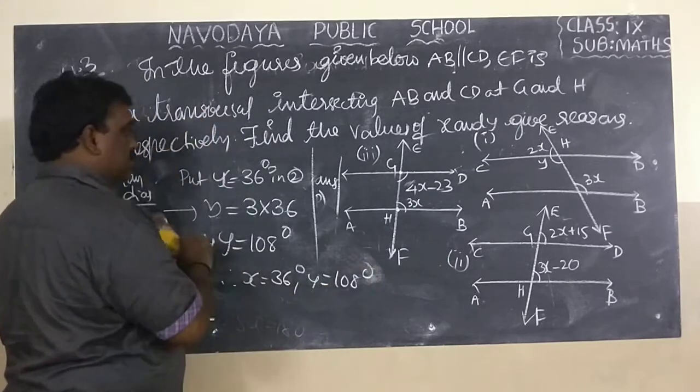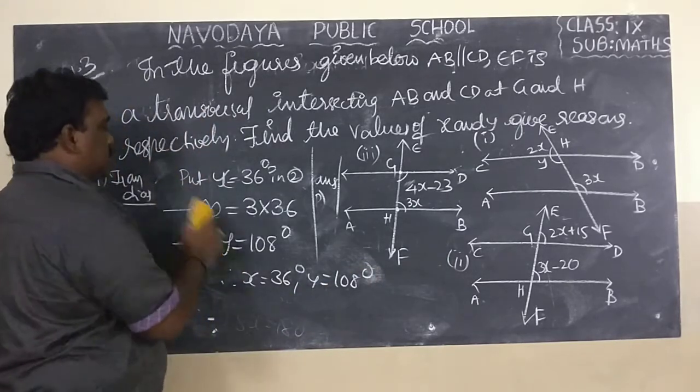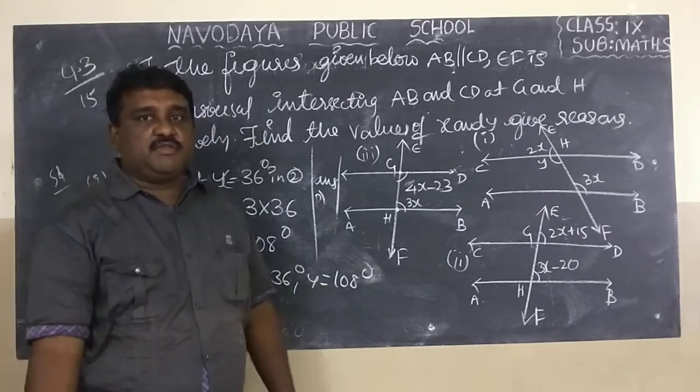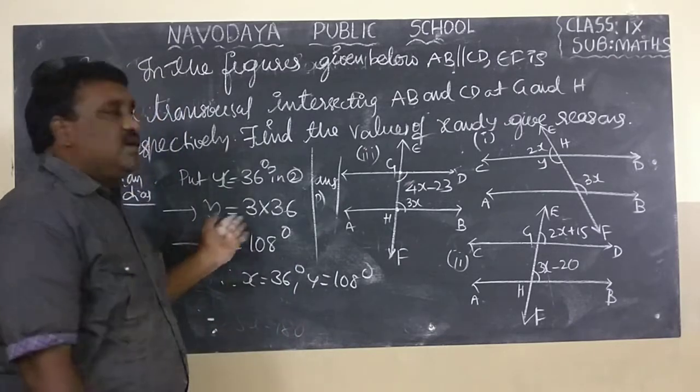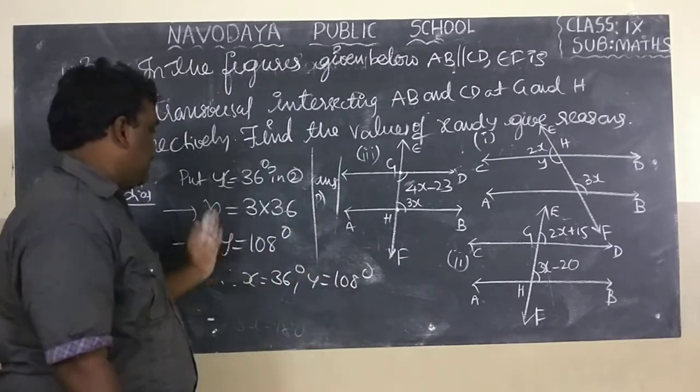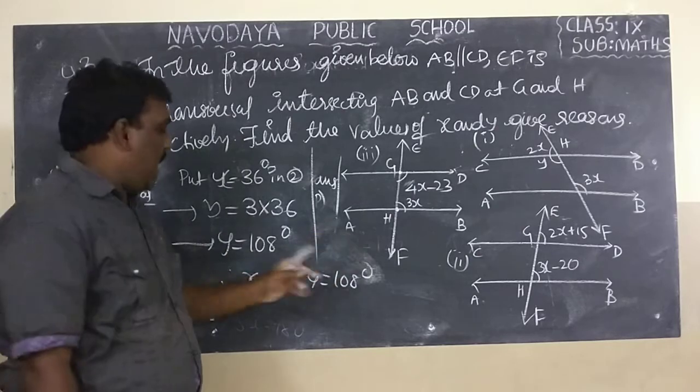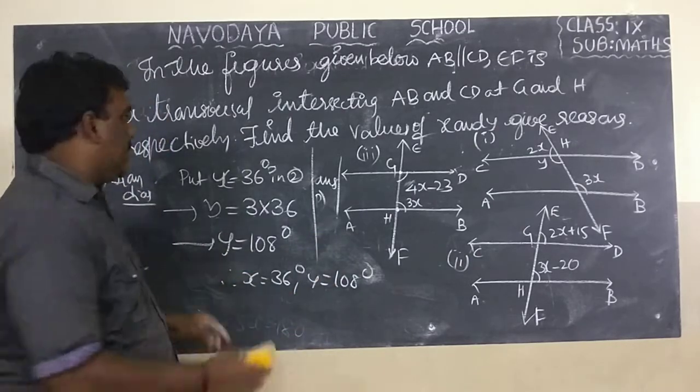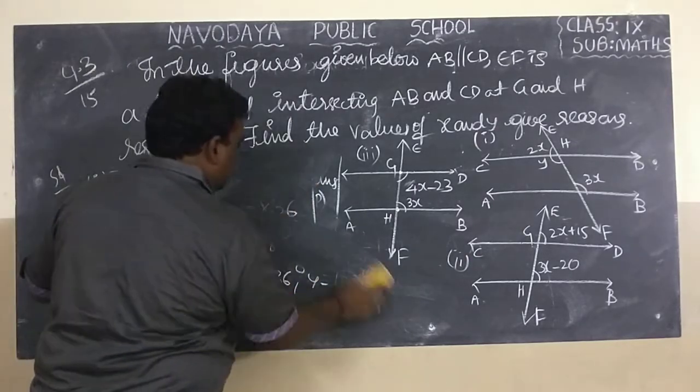See the second one. So put x equal to 36 in equation 2. What is the y value? y equal to 3 into 36. 3 into 36 how much? 108. x value 36, y value 108. See the second one, second diagram.